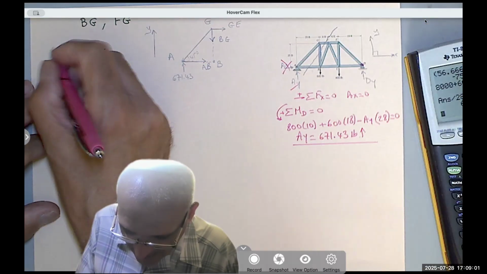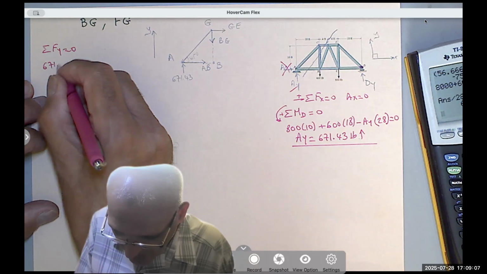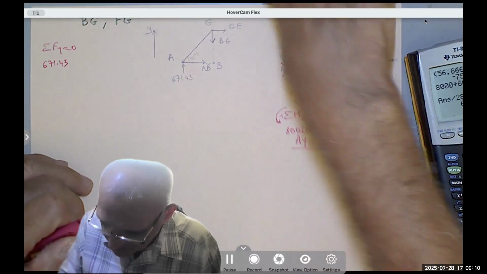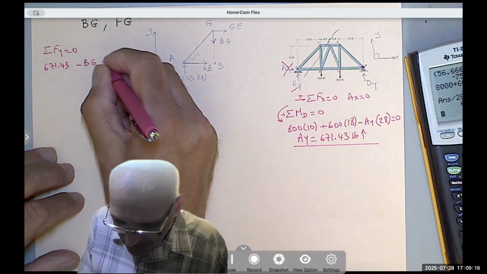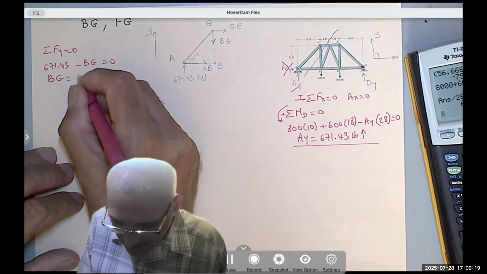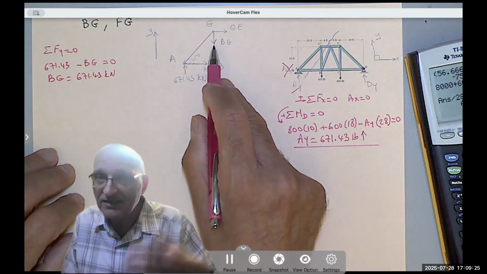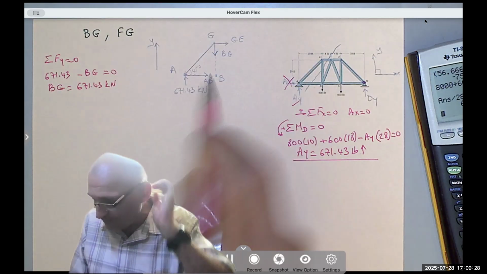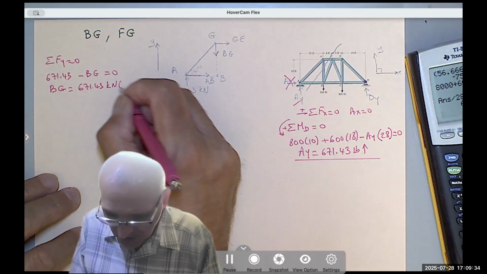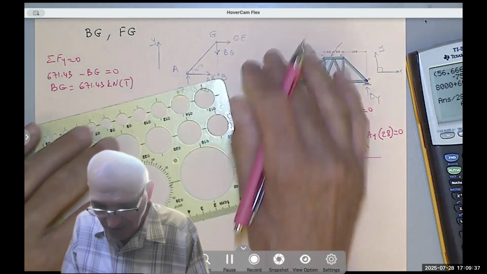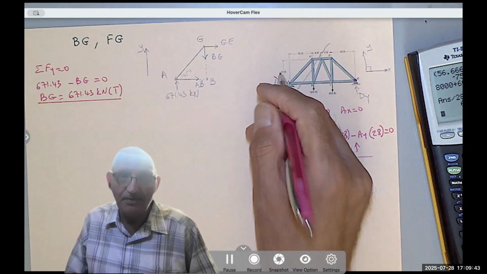So I'm going to start by saying summation of the forces in the y equals zero. I have 671.43 kilonewton going up minus BG going down equals zero. So the force in BG is 671.43 kilonewton, positive, meaning I drew it correctly. I just drew it, but I know that one of those would be wrong, but it's going away from the pin, it's tension. So I write tension. I write tension not because I got positive. I wrote tension because I assumed it's tension and I got a positive answer.